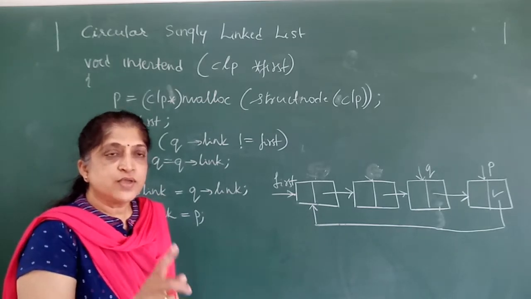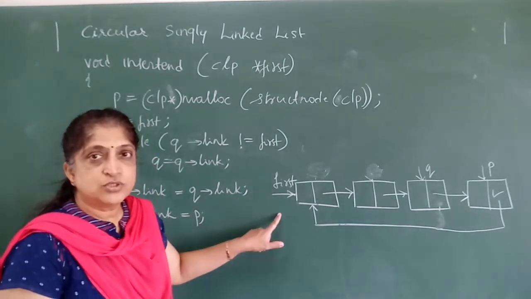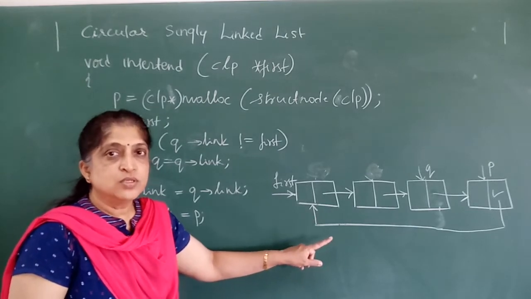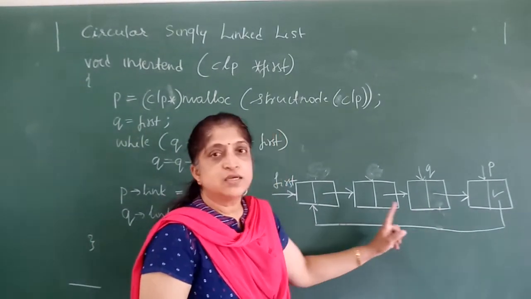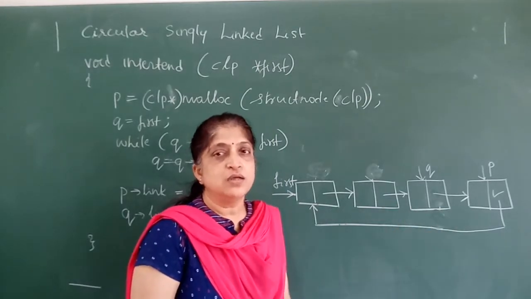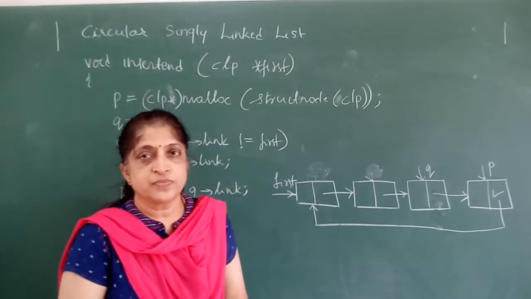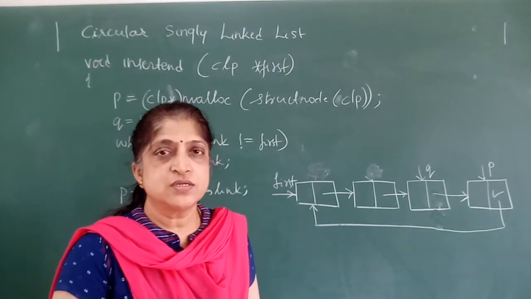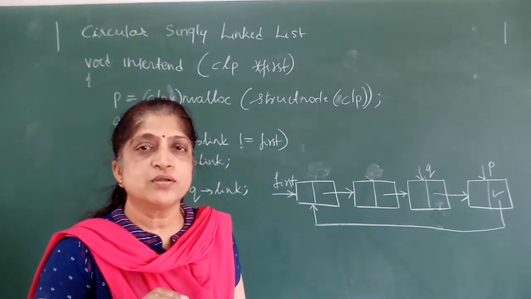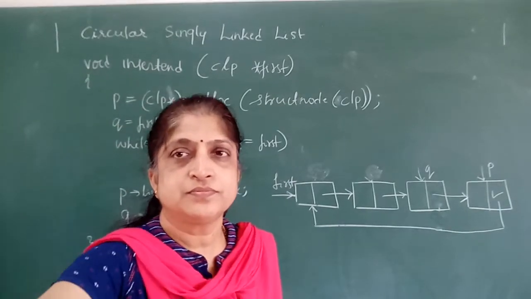In this case, we are maintaining the external pointer first to the first node. So we had to traverse till the current last node to insert into the circular linked list. Now let us see how to insert a node at the front of the list when we have the external pointer pointing to the first node.